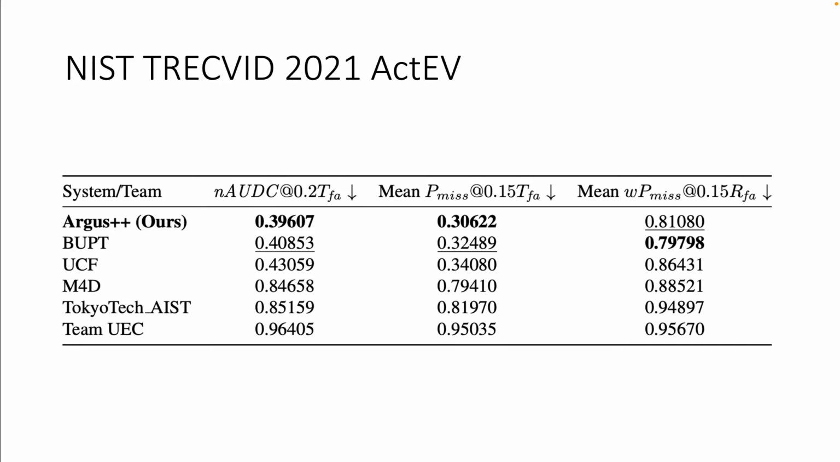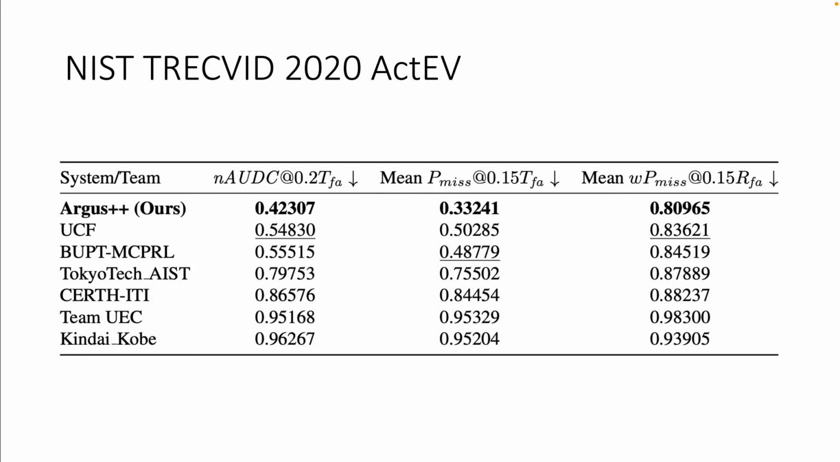And here is one of the self-reported leaderboards of NIST TRECVID 2021. This uses the VIRAT dataset, which is smaller, and we can see Argus++ still has an advantage. But in our experiments, we show that the more data we use, the better the system fits. And previously in TRECVID 2020, also on the VIRAT dataset, we had a bigger advantage at that time when we first proposed this series of algorithms.